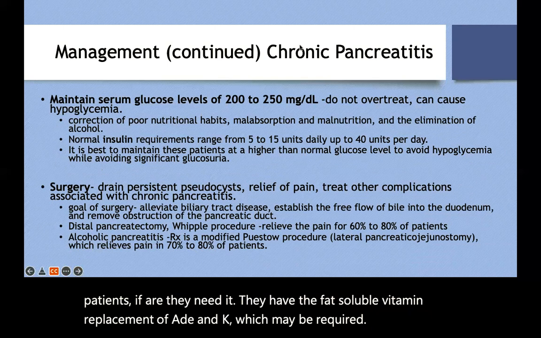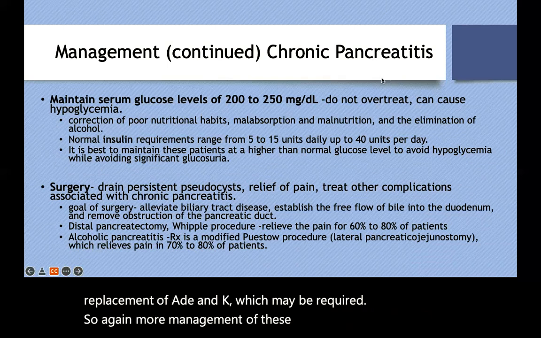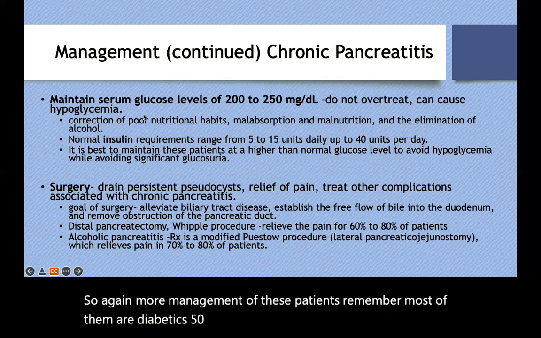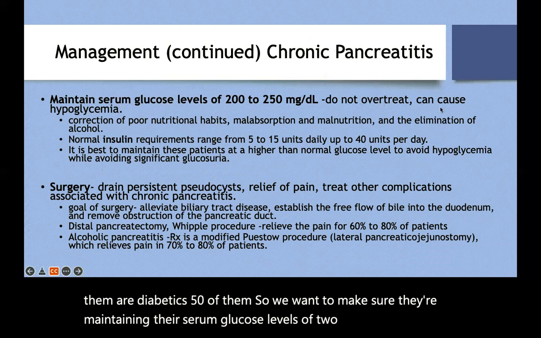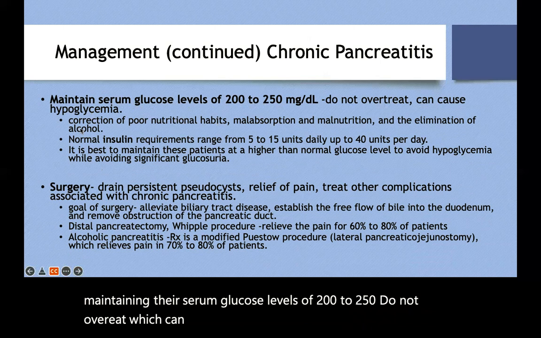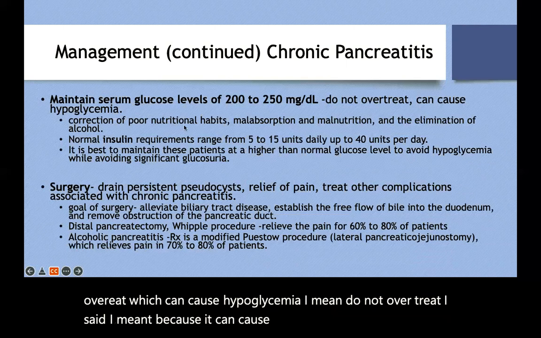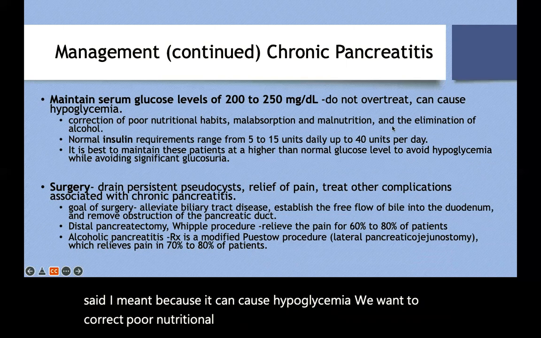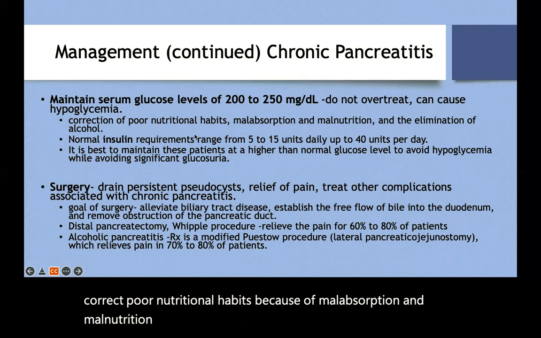So again, more management of these patients. Remember, most of them are diabetics, 50% of them. So we want to make sure they're maintaining their serum glucose levels of 200 to 250. Do not overeat, which can cause hypoglycemia. Do not overtreat, because it can cause hypoglycemia. We want to correct poor nutritional habits because of malabsorption and malnutrition and the elimination of alcohol.